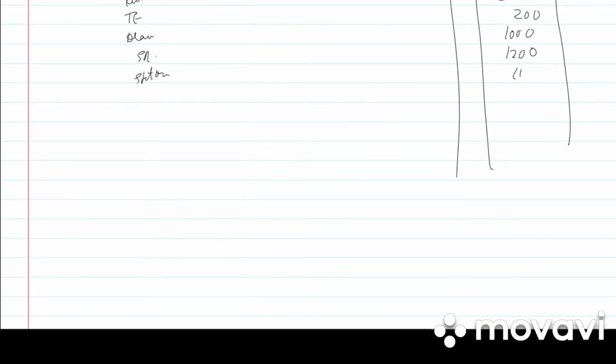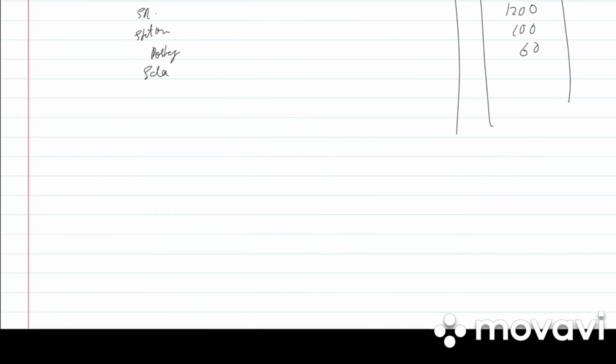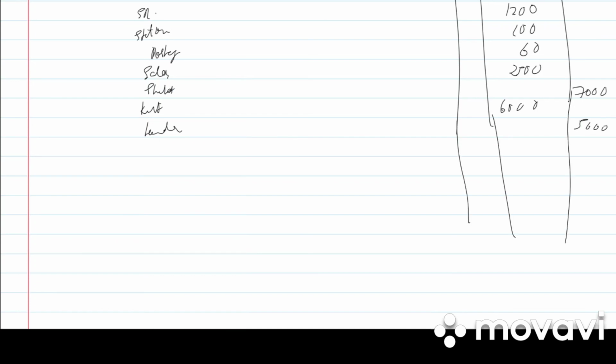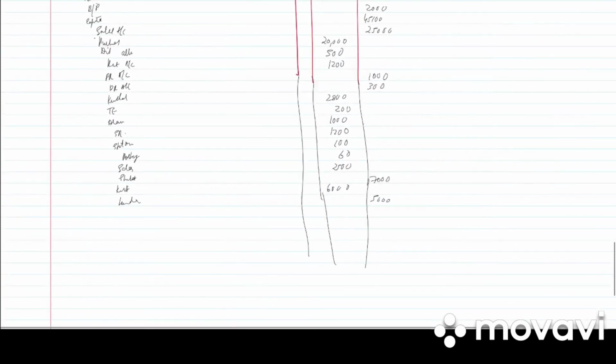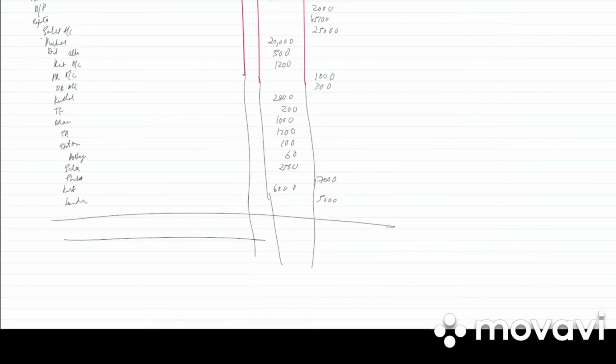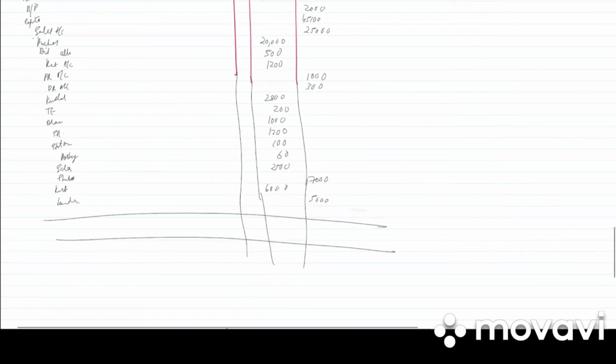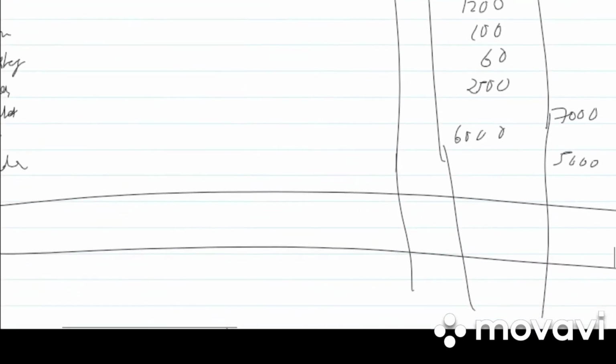Stationery account 100 debit balance. Postage 60 debit balance. Salary account 2,500 debit balance. Sheetal Traders 7,000 credit balance. Kirti 6,000 debit balance. Honda Traders 5,000 debit balance. You need to write the full form, you need to write the full form of everything. No short form should be written.